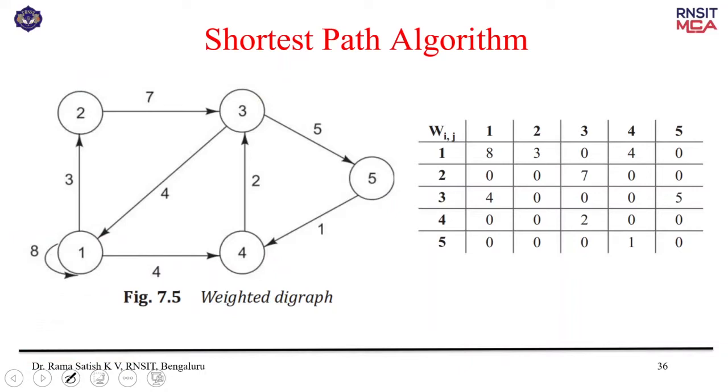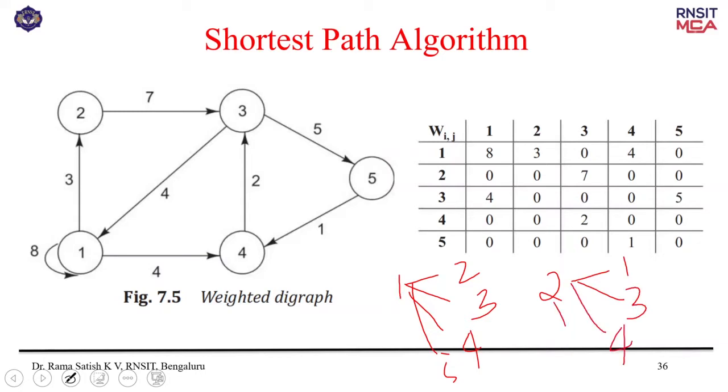Of course, you have to find the shortest distance from node 1 to node 2, node 1 to node 3, node 1 to node 4, node 1 to node 5. Same way, from the second node to the first node, what is the shortest distance? Second node to the third node, second node to the fourth node, second node to the fifth node. Same way, third node to first node, third node to second node, third node to fourth node, third node to fifth node.